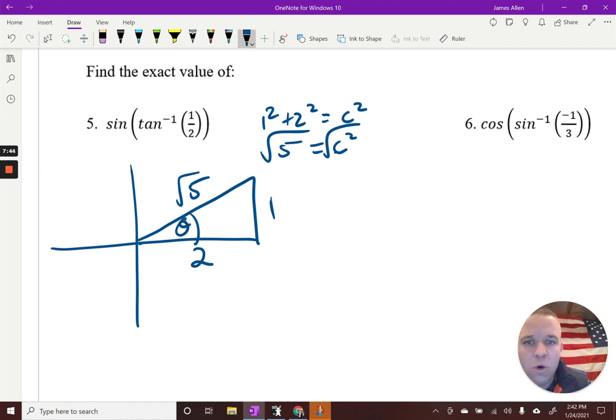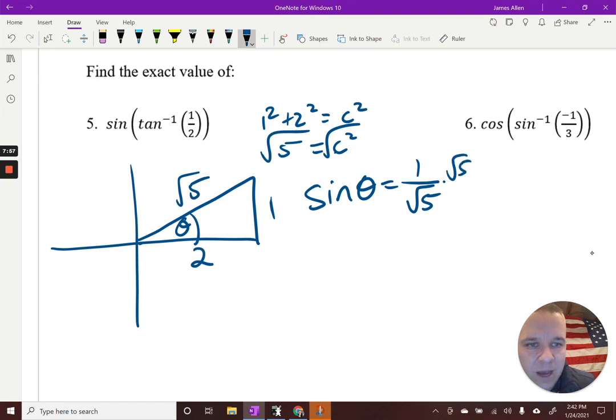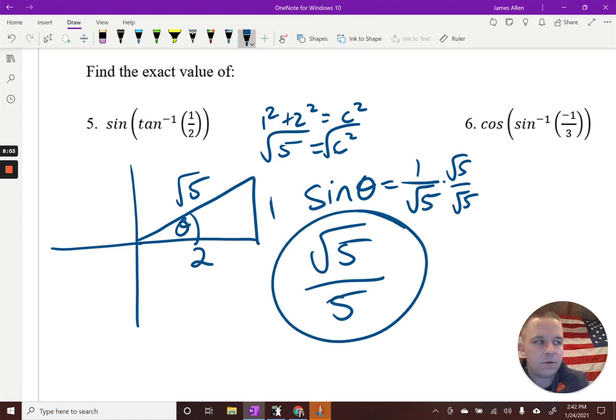Now I want to know what is sine of that theta, because I don't know what the angle is. I don't really care because I'm just going to find the ratio anyways. Well, sine is going to be opposite over hypotenuse. And I'm going to have to rationalize that bad boy. And I'm going to get root 5 over 5. Awesome sauce. Coolio. I like it.